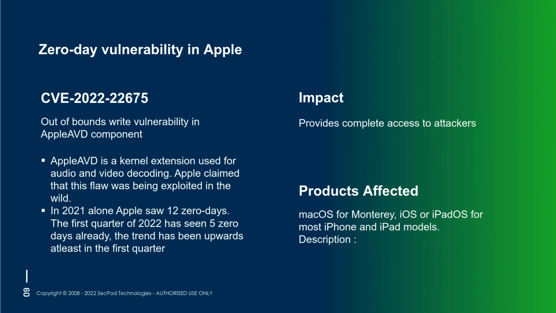It's a kernel extension. AVD is a kernel extension used for audio and video decoding. Apple claimed that this flaw was already being exploited, but it did not publish further details to contain the attack. What this vulnerability can actually do is, again, give complete access of your system to attackers.